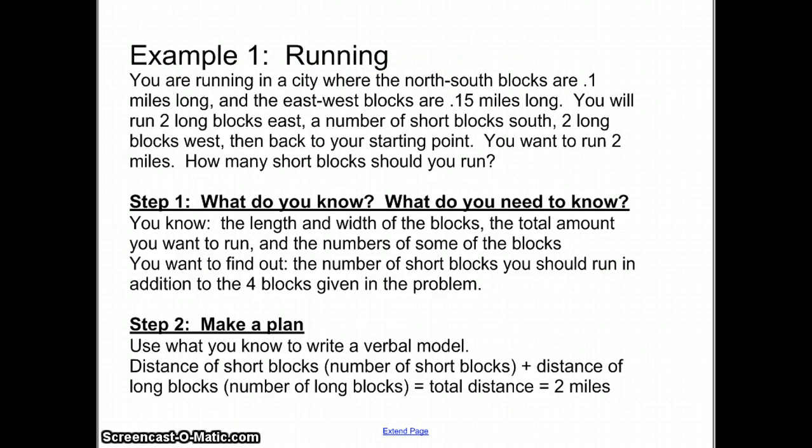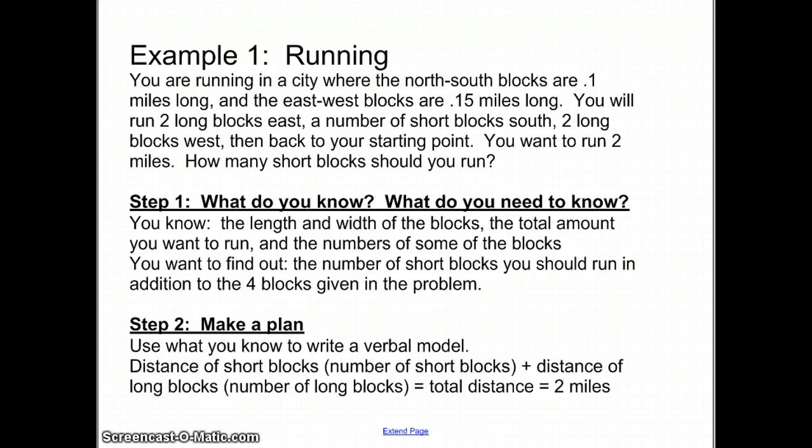Here's a running problem. You're talking about running in a city where the north-south blocks are 0.1 miles long and the east-west blocks are 0.15 miles long. You're going to run 2 long blocks east and a number of short blocks south, and then 2 long blocks west, and then go back to your starting point. You want to run 2 miles altogether. So you need to figure out how many short blocks you're going to run.